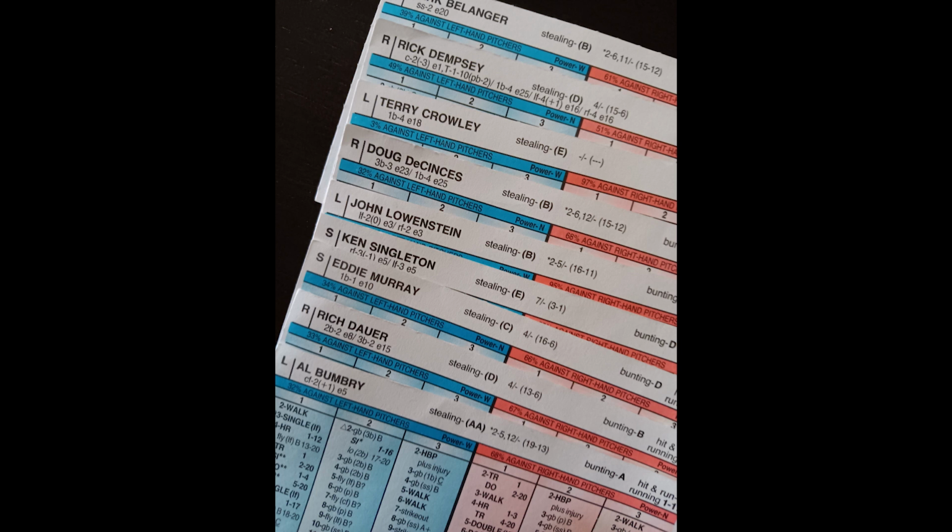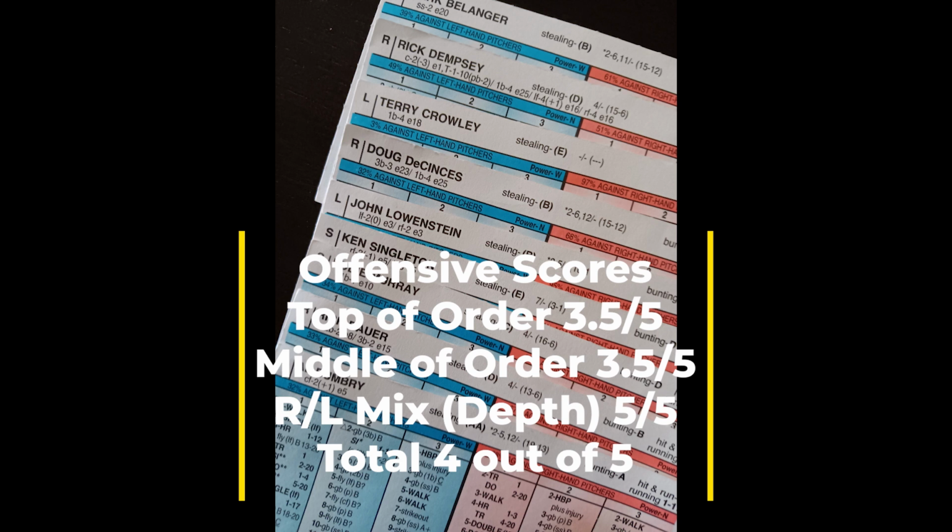a solid number. But as far as righty-lefty mix, I give them a perfect score of a 5 out of 5 because I do like the fact that their 3-4 hitters are switch hitters. You have a very dependable and reliable platoon in left field with John Lowenstein and Gary Roenicke. Doug DeCinces' numbers are much better against left-handed pitching, but that's made up by the fact that you've got Benny Ayala and Terry Crowley to use either off the bench or you could platoon them at DH.